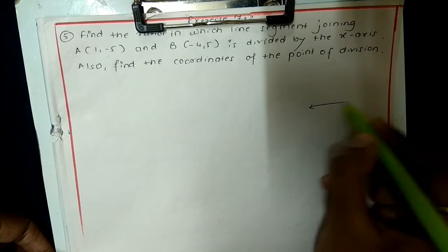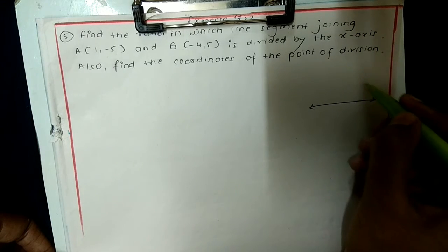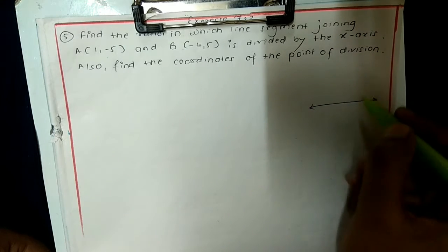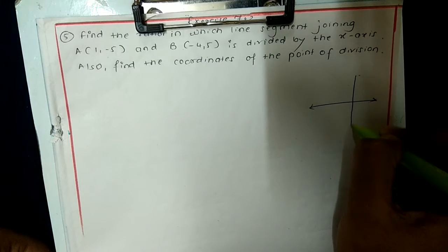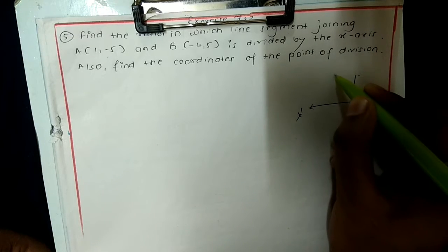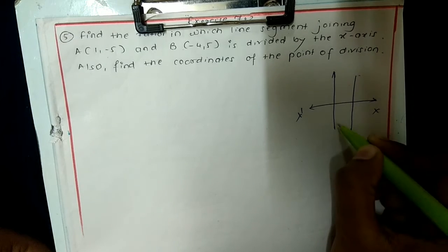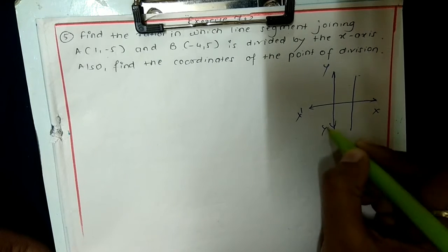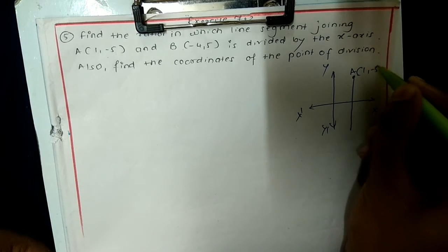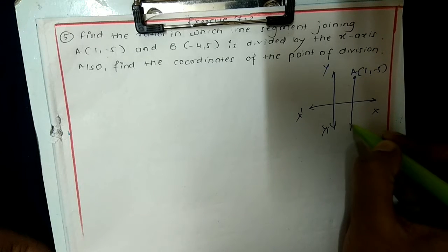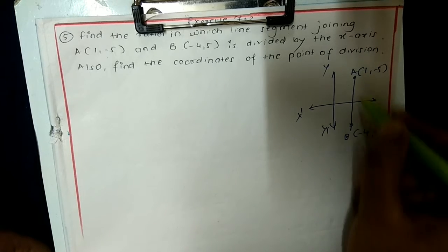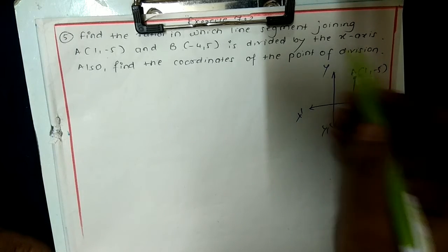So let us take the x-axis, and let us take the points A and B. It is divided by the x-axis means the line must be passing through the x-axis, x' and x. Let us take this as the Cartesian plane, so this is y and y'. Suppose I have taken A, that is (1, -5), just for consideration, and here B, that is (-4, 5). So it is divided by the x-axis.